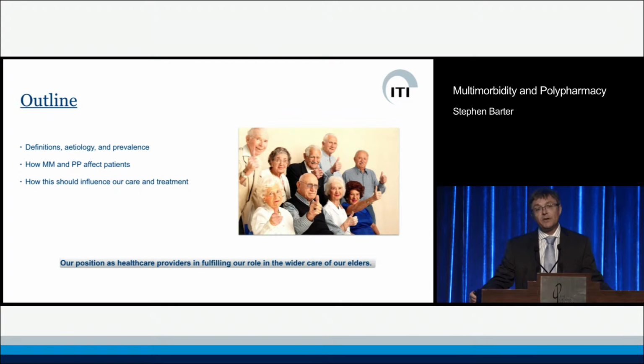And in the short period of time available, I'll try just to underline our position as healthcare providers in a bigger team, fulfilling our role in the wider care of this particular group of patients when they're becoming more elderly.